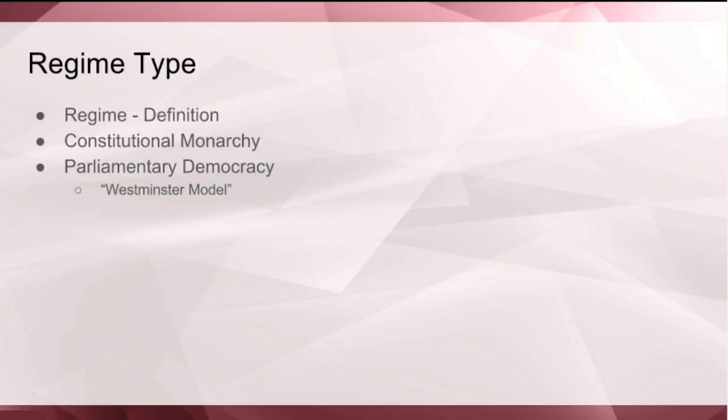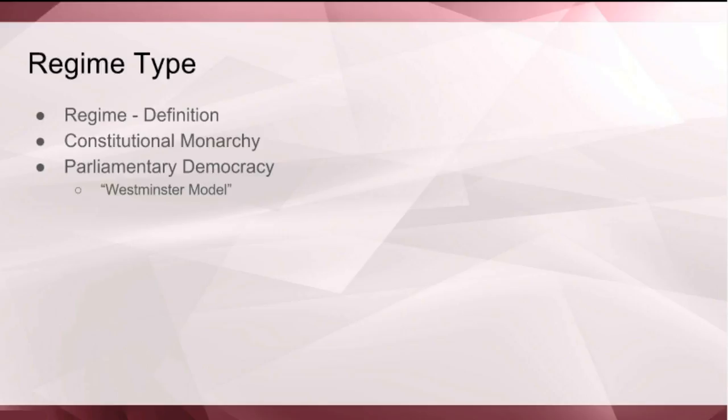This is different than what you find in a presidential model, where the executive authority is separated from the legislature, and oftentimes you have rules that specifically forbid executives from being members of the legislature, and the executive is typically elected by the people or through some other electoral mechanism.